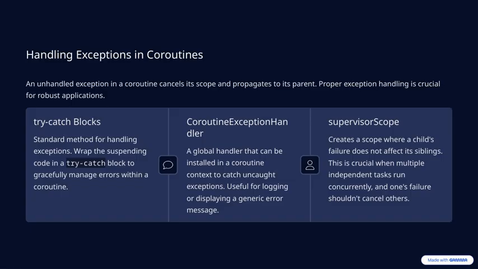Connecting all these points, the core idea is to handle exceptions thoughtfully so your app remains responsive and stable, even when things go wrong. Proper exception management in coroutines is essential for creating reliable, user-friendly applications.